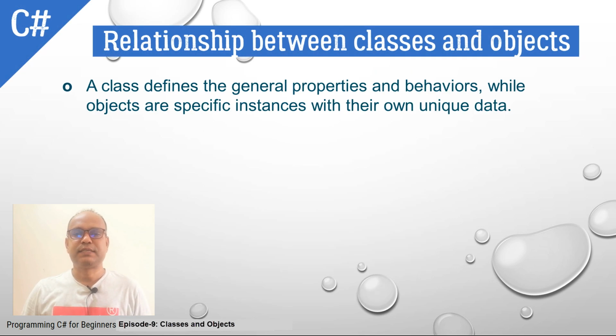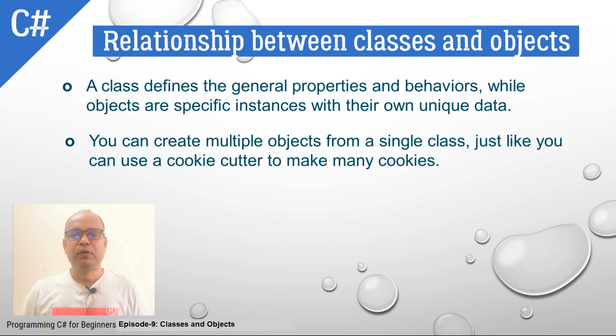Relationship between classes and objects. A class defines the general properties and behaviors, while objects are the specific instances with their own unique data. You can create multiple objects from a single class, just like you can use a cookie cutter to make many cookies.